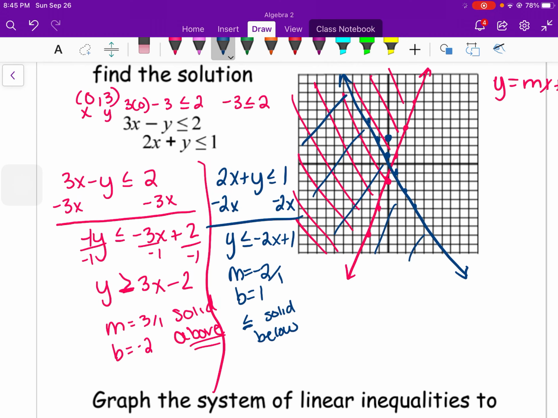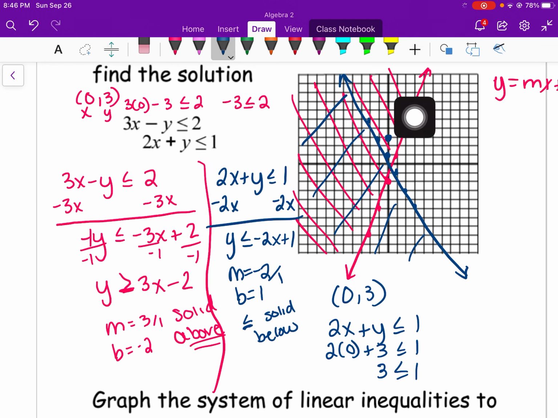I have this point. We could check again. We could check the point 0, 3. The original equation was 2x plus y is less than or equal to 1. So plugging in 0 for x and 3 for y, I would see 0 plus 3 is 3. Is that less than or equal to 1? This time I would answer no. So see how that point is on the above side of the line. So I would shade the opposite side because it's not a solution.